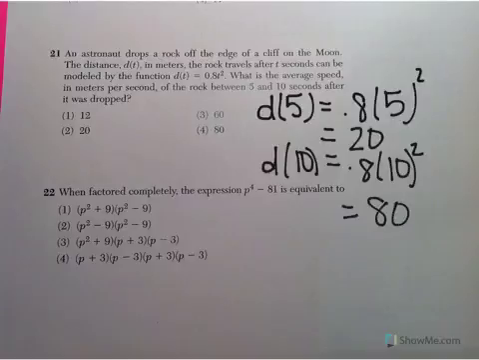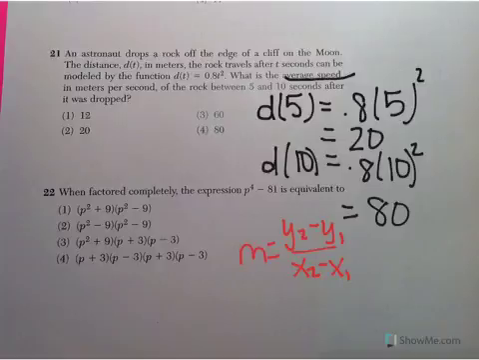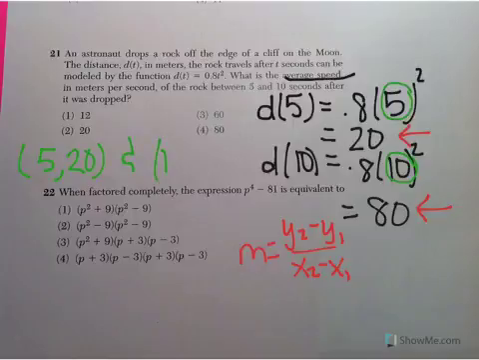So they're asking us for the average speed. We need to find the average speed, and that's going to be our slope. So if you remember the slope formula, it's the change in y over the change in x. In this case, here are our y's, and here are our x's. So we really have the points 5, 20, and 10, 80. Now we're using the slope formula, so this would be our x1, this is our y1, here's our x2, and here's our y2.